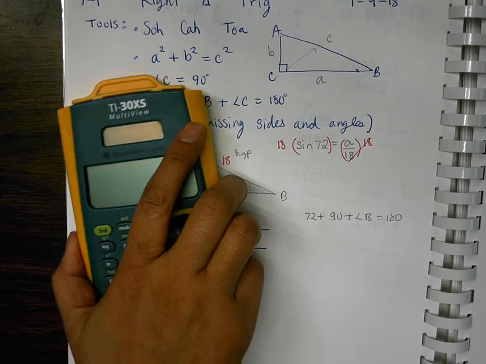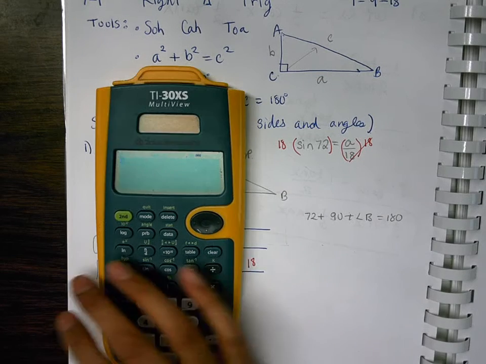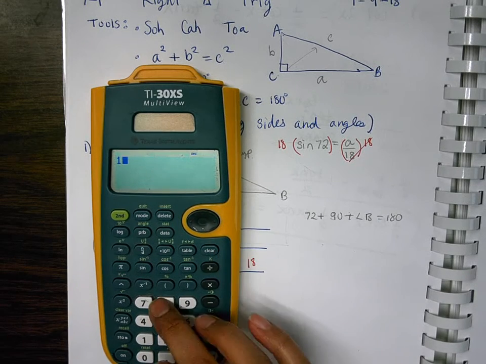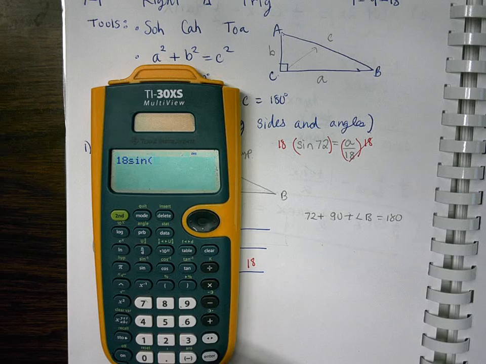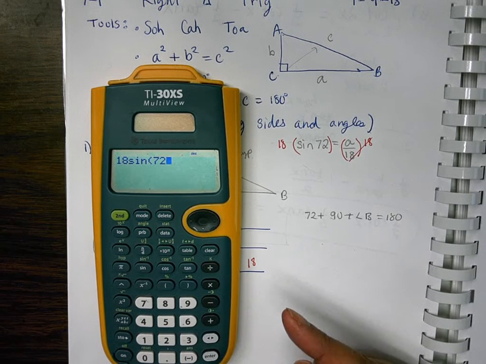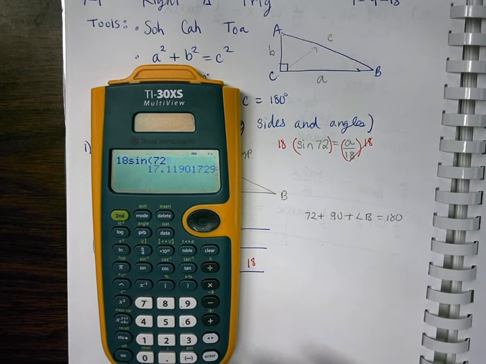And then you plug this in your calculator exactly as you see it. 18 times sine of 72. You don't even have to hit times. You can, that's not necessary. The only thing I suggest is you do not put the 18 after the 72. If you do, you have to make sure you close your parentheses.